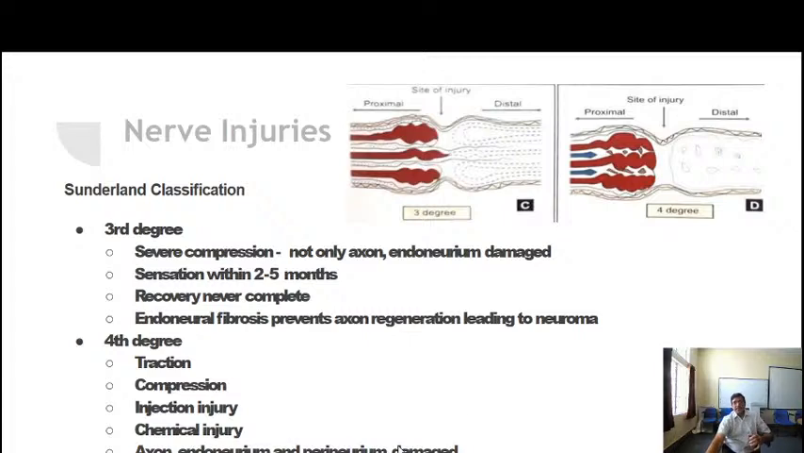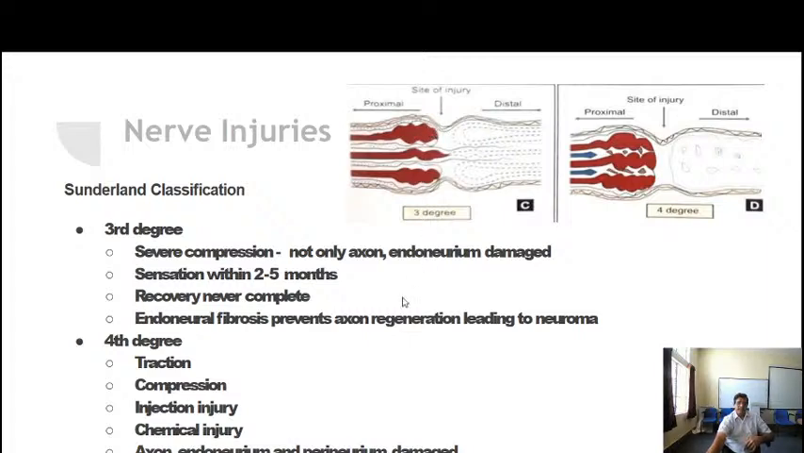Then we go to the third degree of degeneration, wherein there is a severe compression not only in the axon but also the endoneurium is damaged. So when this damaged endoneurium is there, it becomes fibrosed, and this will block further regeneration of the axon, and so lead to a neuroma. So the recovery in these conditions is never complete, because there is scar tissue that has formed and a neuroma has occurred.